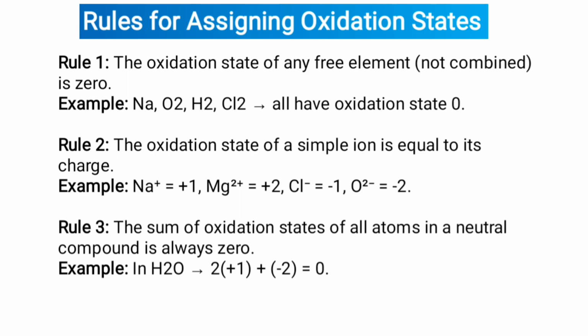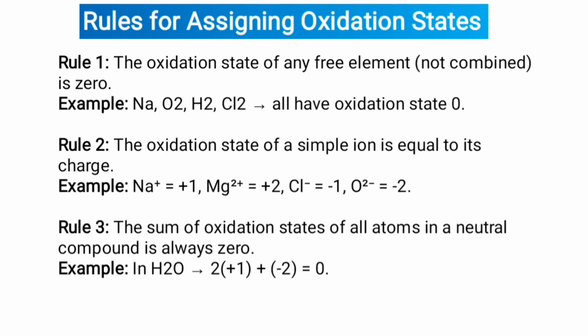And rule 2, the oxidation state of a simple ion is equal to its charge. Example, Na+ is equal to +1, Mg2+ is equal to +2, Cl- is equal to -1, and O2- is equal to -2.